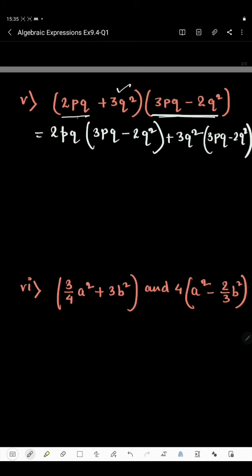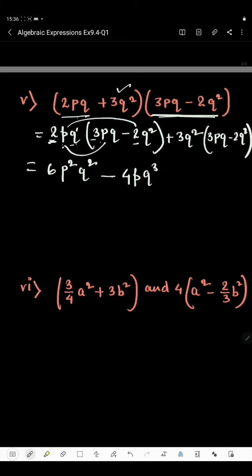Okay, now we will multiply this. So 2pq multiplied by 3pq. First we will multiply the coefficients. So 2 into 3 is 6. P into p, 2p is there, so it's p square. Q into q, 2q means q square. Minus 2pq multiplied by 2q square. So 2 into 2, 4. Now p is only one time, so it's p, and q here is 1 and here is 2, so it will be q cubed. Okay, now plus 3q square multiplied by 3pq.